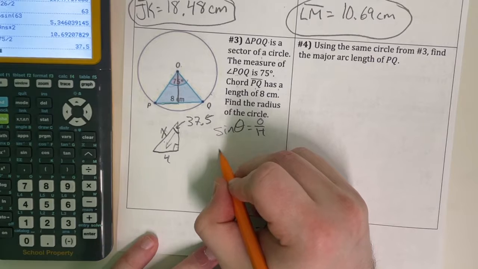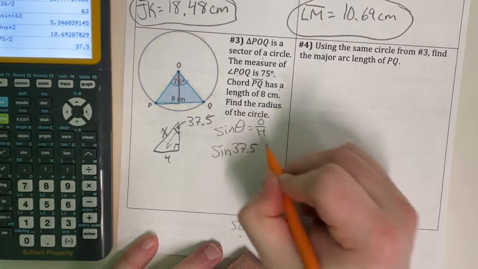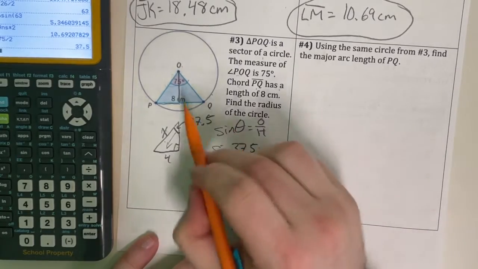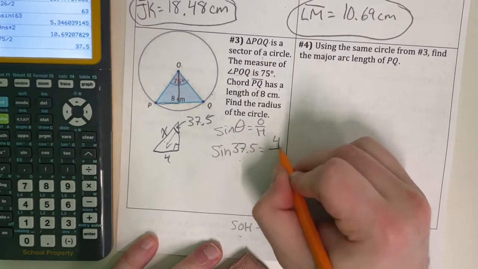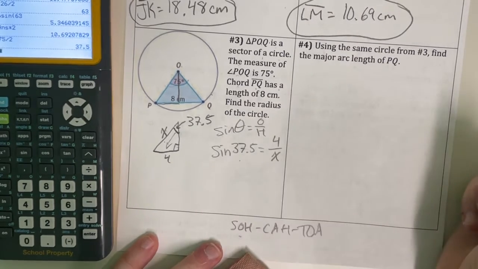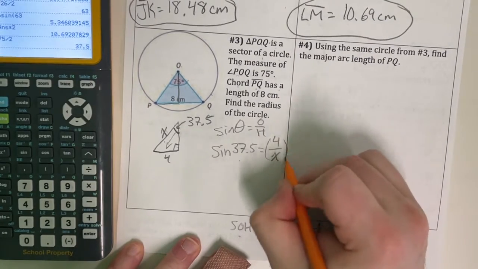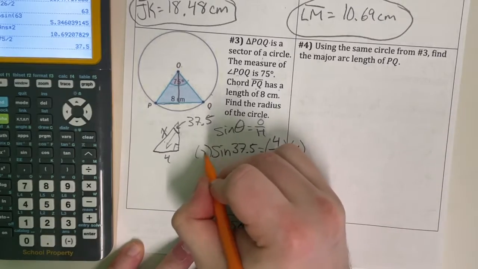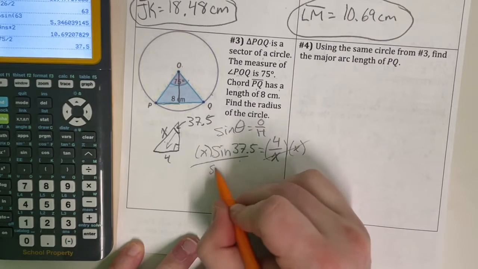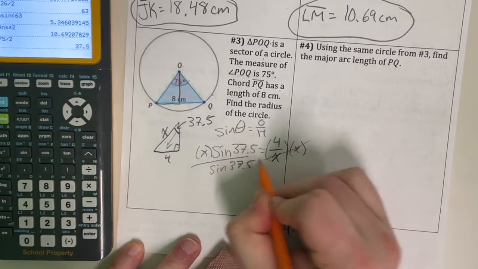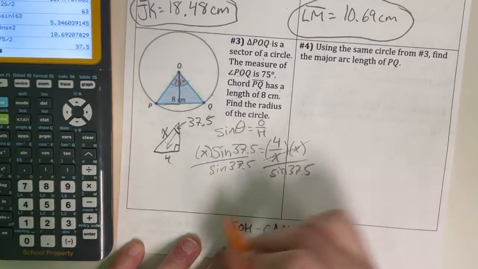So I'm going to have sine of 37.5. Again, make sure you see where I got that 37.5, because I'm taking half of that angle. And so I have opposite, which is 4, over hypotenuse, which is x. Again, use your inverse operation. So I'm multiplying both sides by x, and then dividing both sides by sine of 37.5.